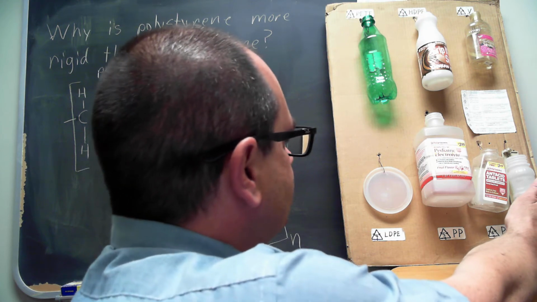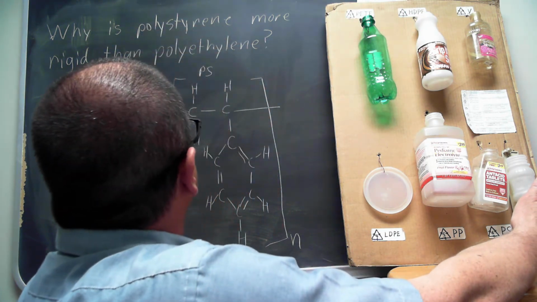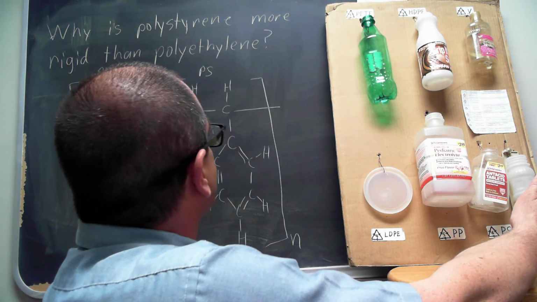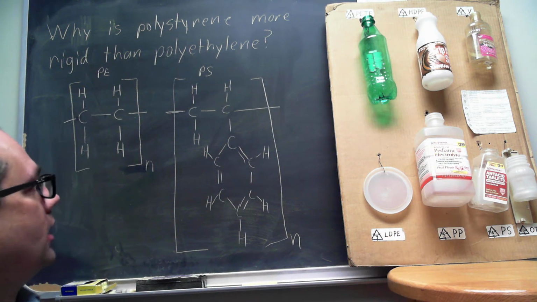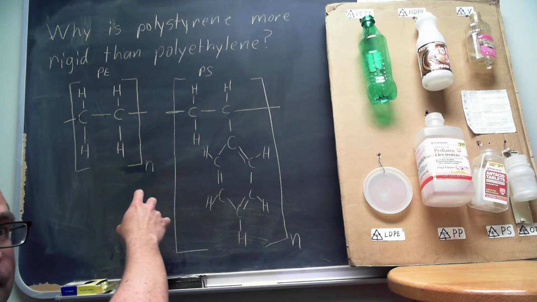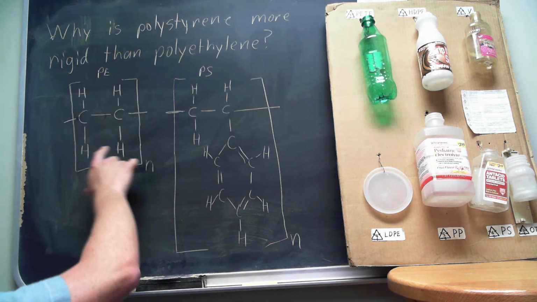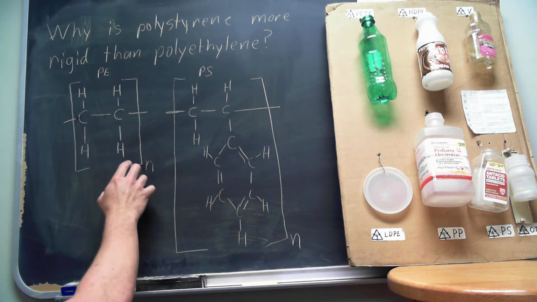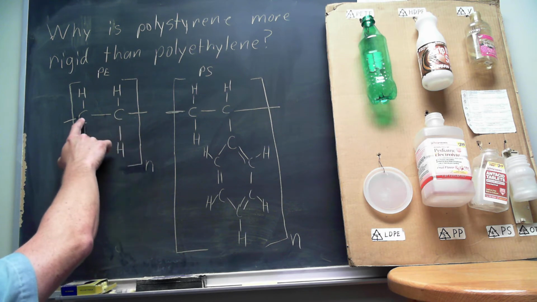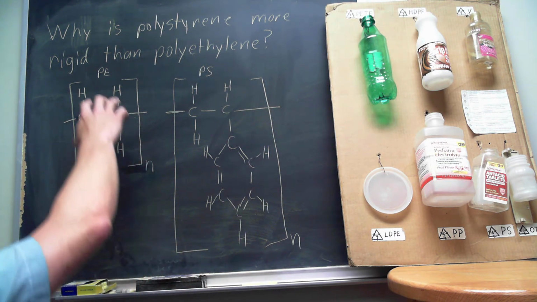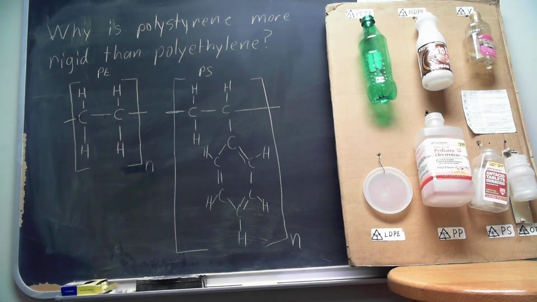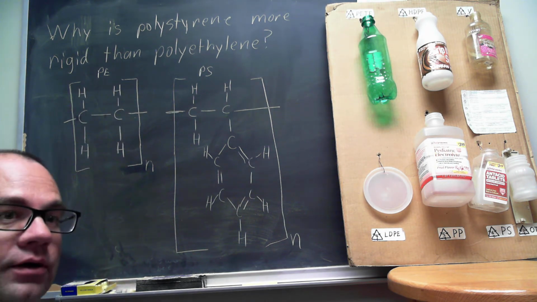Now, to answer the question, why is polystyrene more rigid than polyethylene? We need to take a look at the structure here. Polyethylene has this sort of structure. This shows the repeating unit of polyethylene. And you can see we essentially have a backbone. It's an addition polymer, and it only has hydrogens really attached to those carbons. It's sort of like a big alkane.